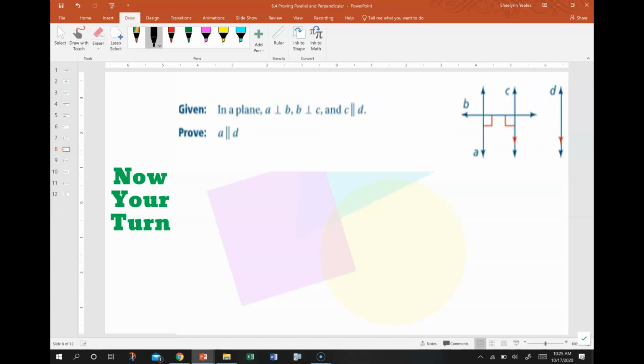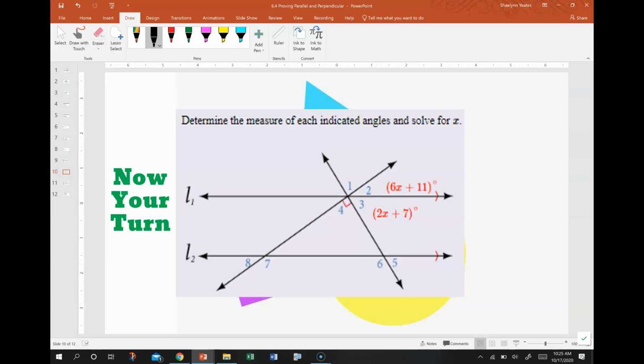Okay? And then I want you to look at this one. You're creating like the same thing. You're doing a proof. So in a plane, you've got a bunch of information about it. You're going to prove that A and B are parallel. A and D are parallel using that information and using those theorems that we just talked about. Okay? And then I want you to determine the measure of each angle and find the value of x. I promise you are able to find all of this information just based on a couple of things.